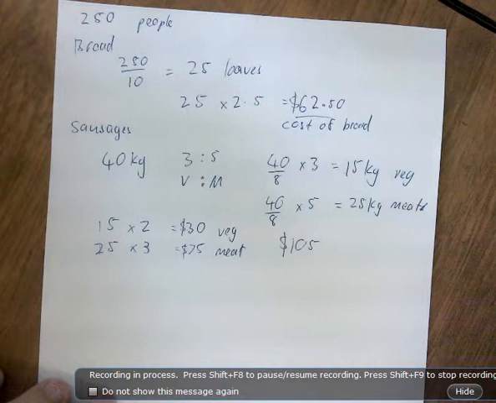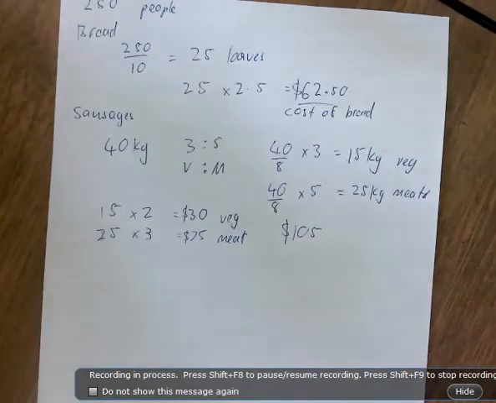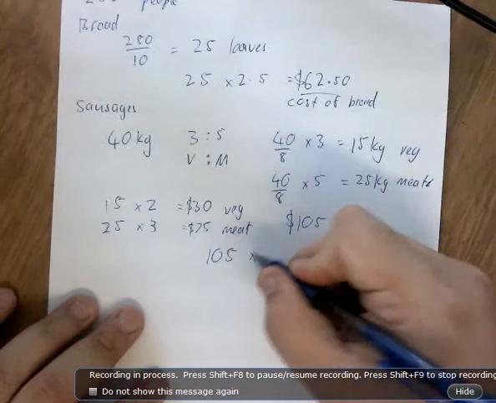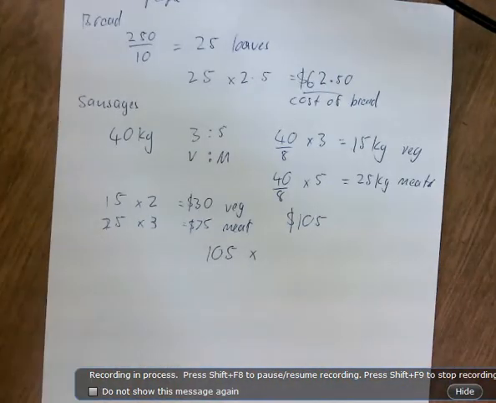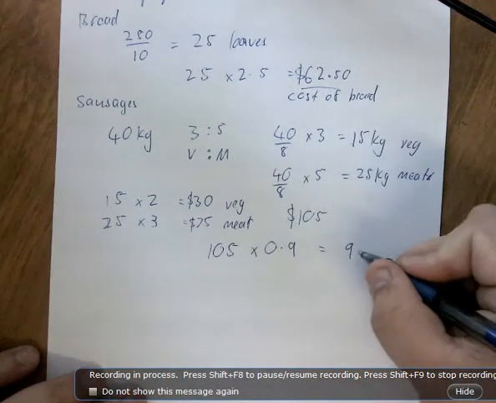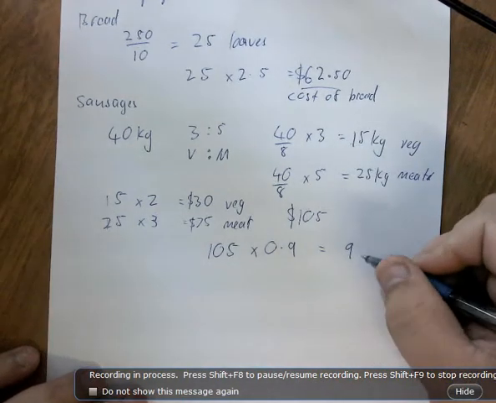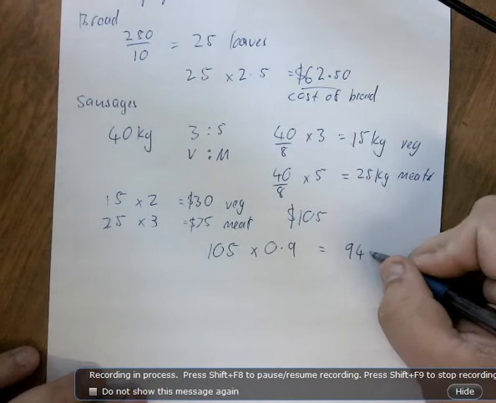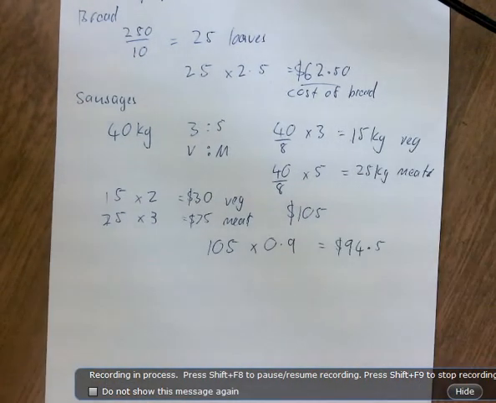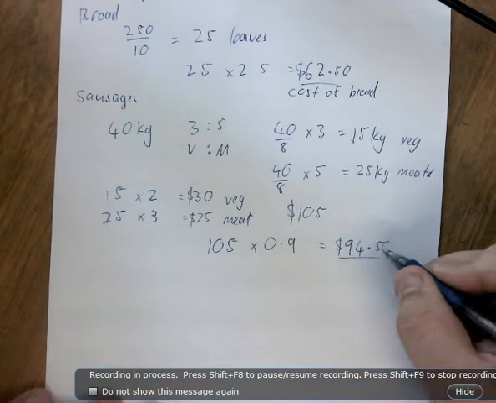Now we need to work out the discount. The discount was 10% off. So that's going to be 105 times 10% off as a decimal, 0.9. That equals 94.5. I should really have my answers out. $94.50, that there is our cost of sausages after discount.